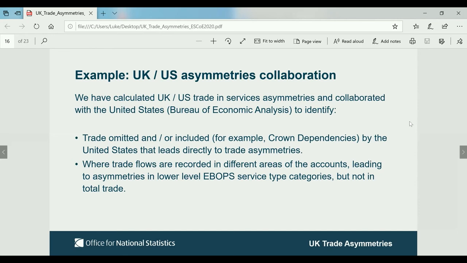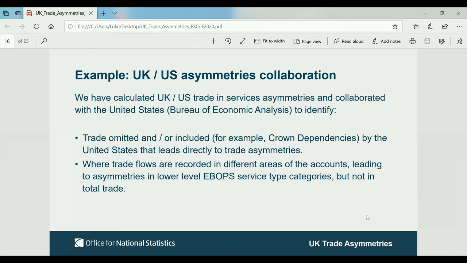whereas we in the United Kingdom don't. And while that's not a huge pounds billion value, it's something that we didn't know before.